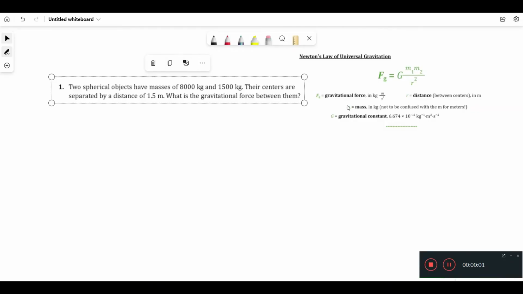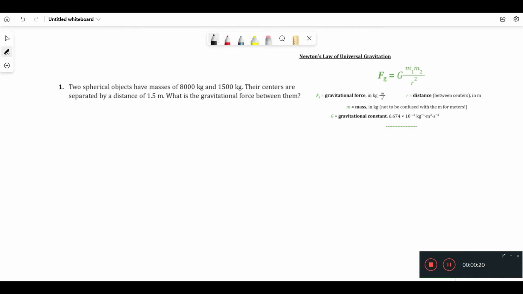Alrighty, we're going to get started with our very first question, which asks: 2 spherical objects have masses of 8,000 kilograms and 1,500 kilograms. Their centers are separated by a distance of 1.5 meters. What is the gravitational force between them?